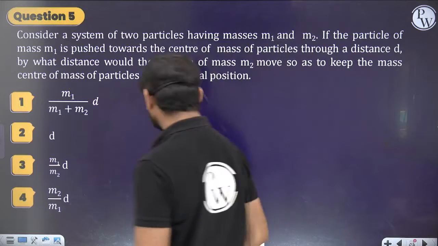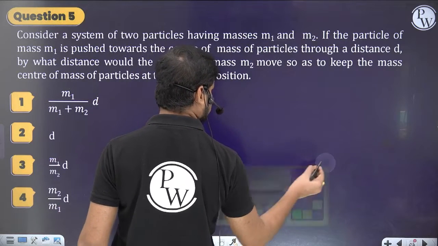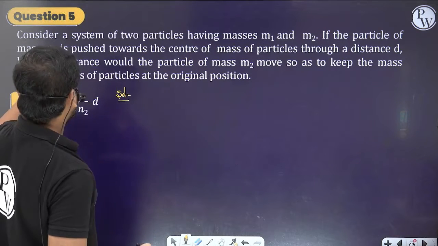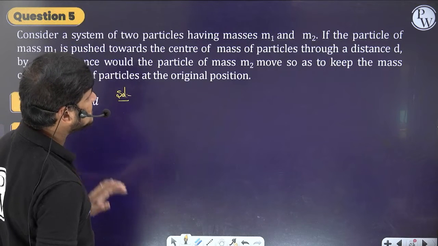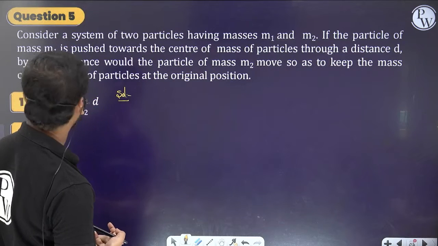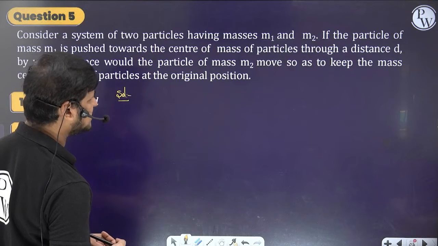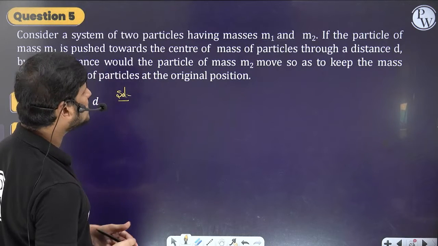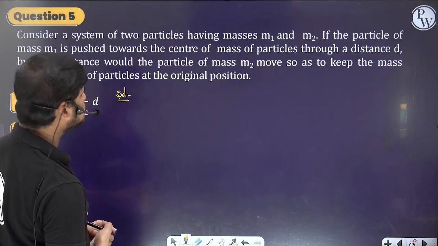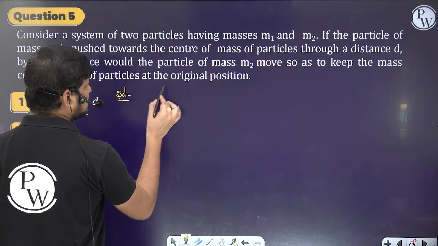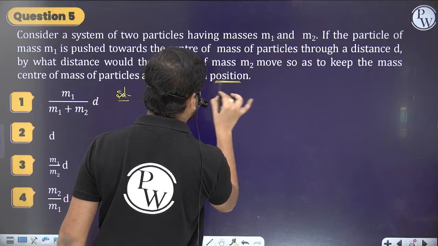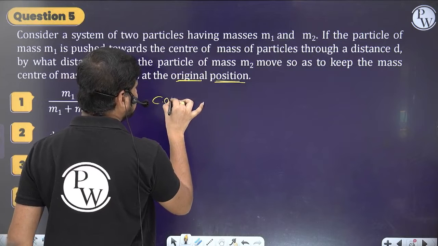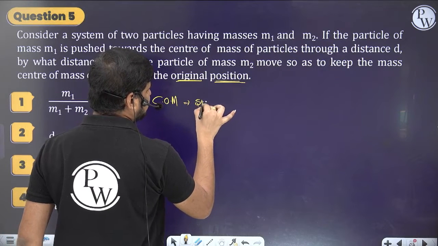Now let's go for the next question. Consider a system of two particles having masses m1 and m2. If the particle of mass m1 is pushed towards the center of mass of the particles through a distance d, by what distance would the particle of m2 move so as to keep the center of mass at the original position? Original position means the center of mass is stationary.